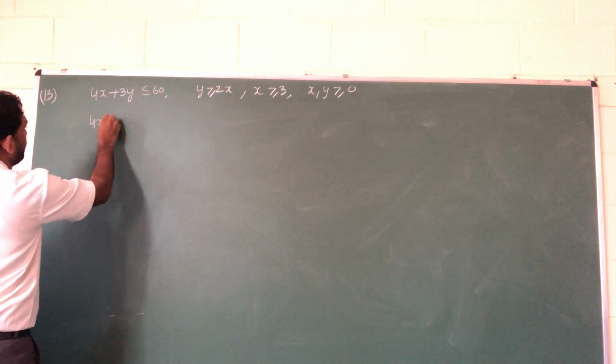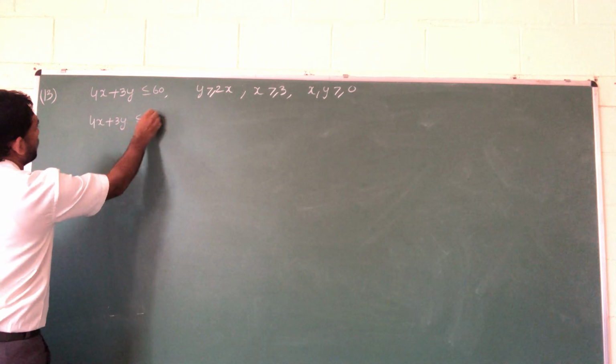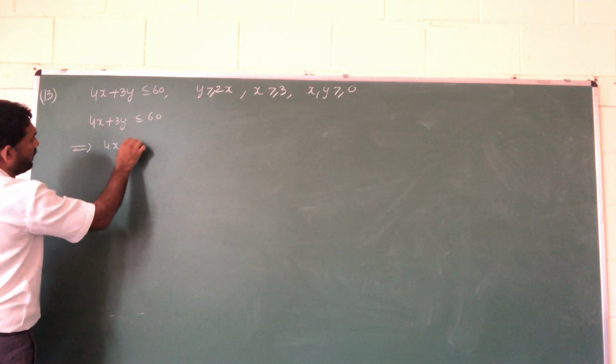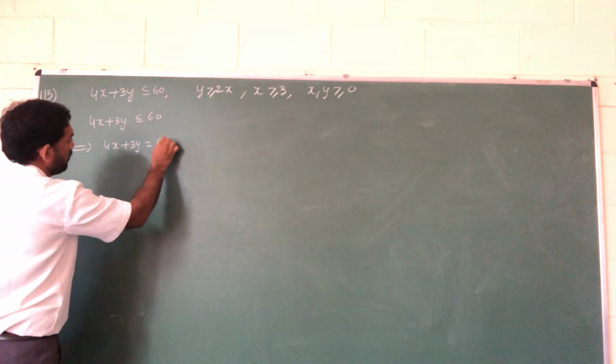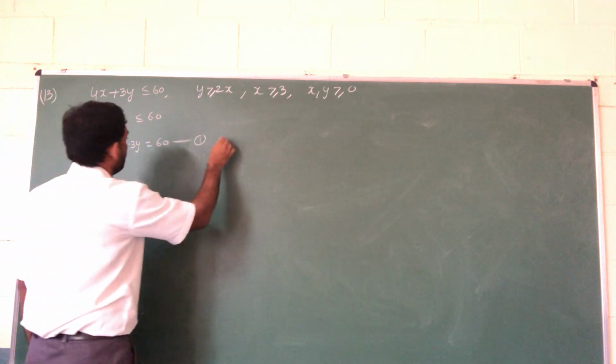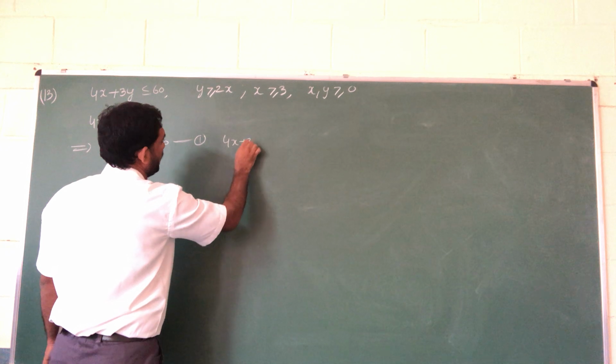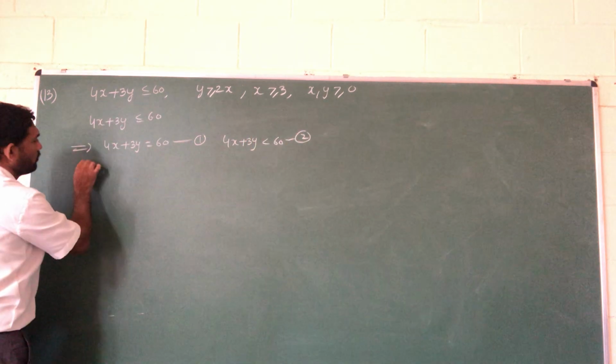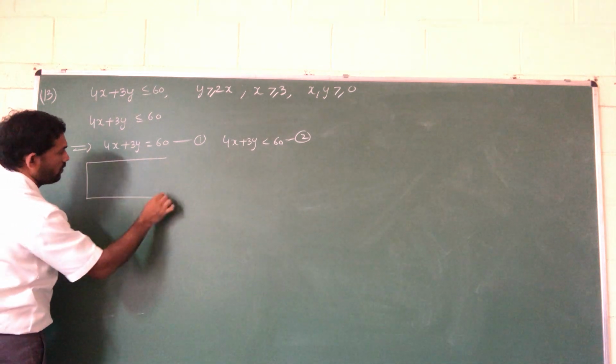Next one, 4x plus 3y less than or equal to 60 implies 4x plus 3y is equal to 60. This is equation number 1. So 4x plus 3y is less than 60. This is equation number 2. So take the table for this.